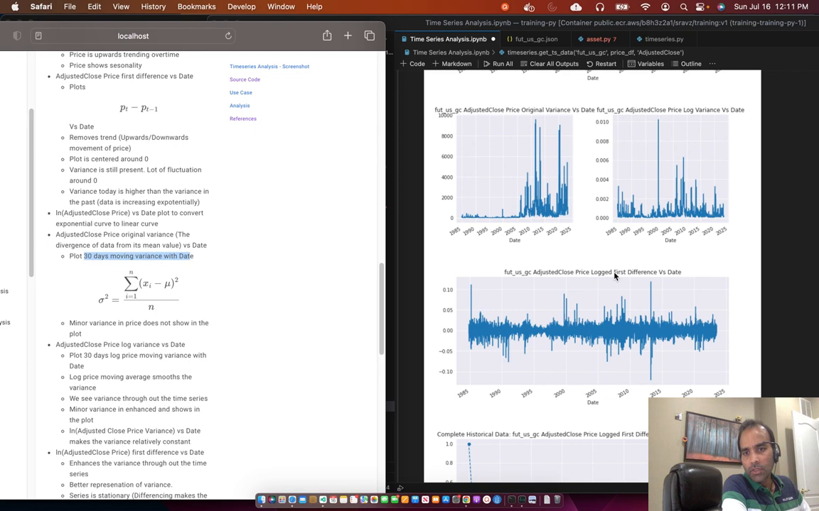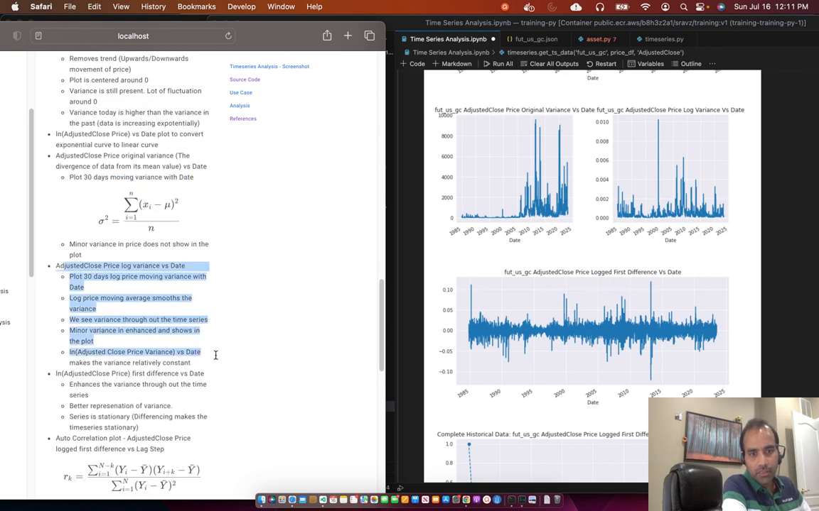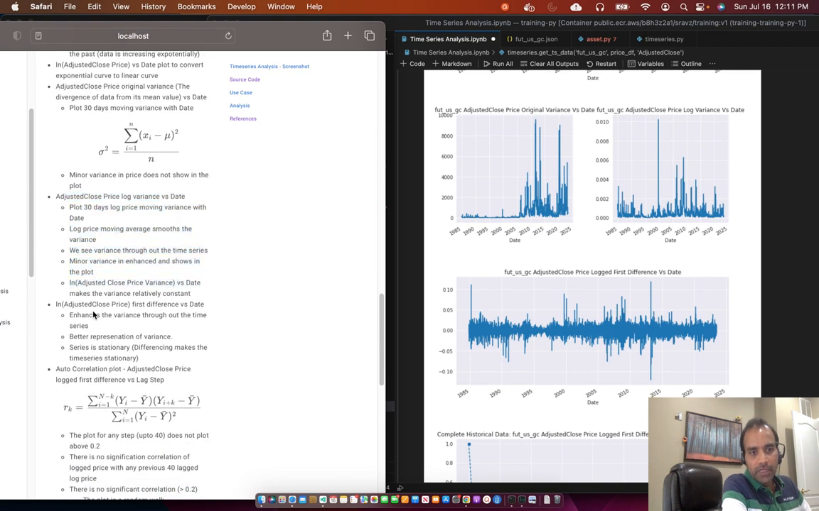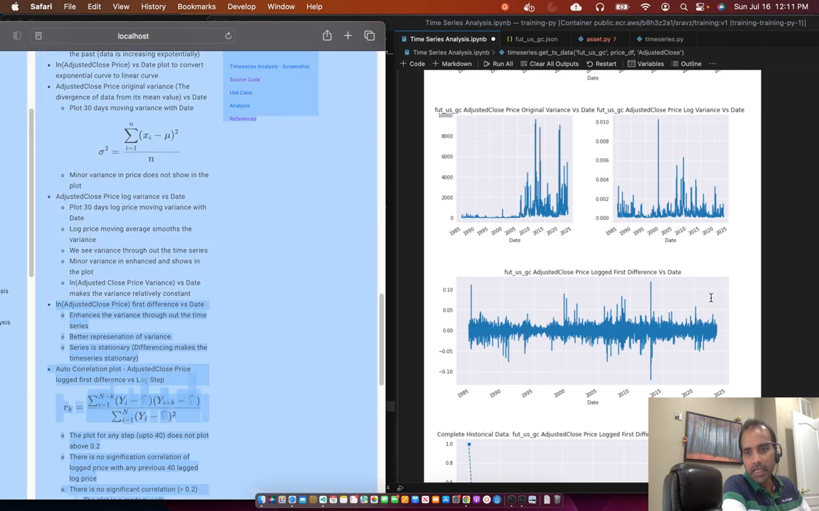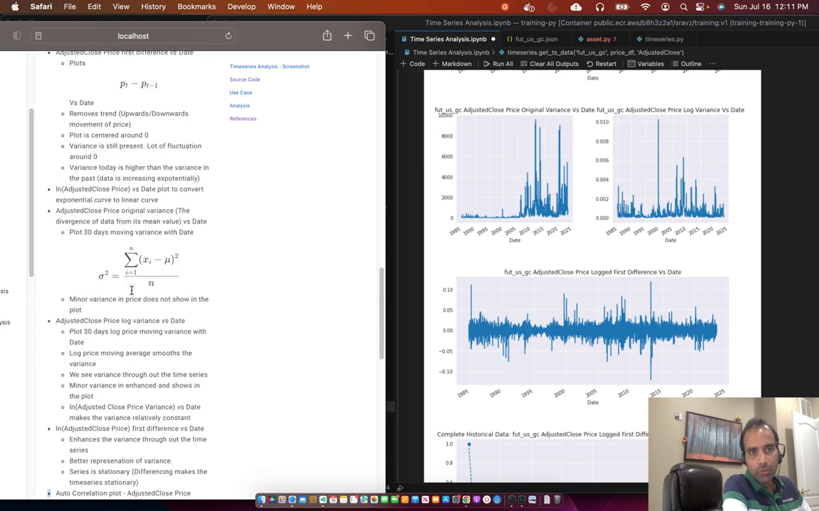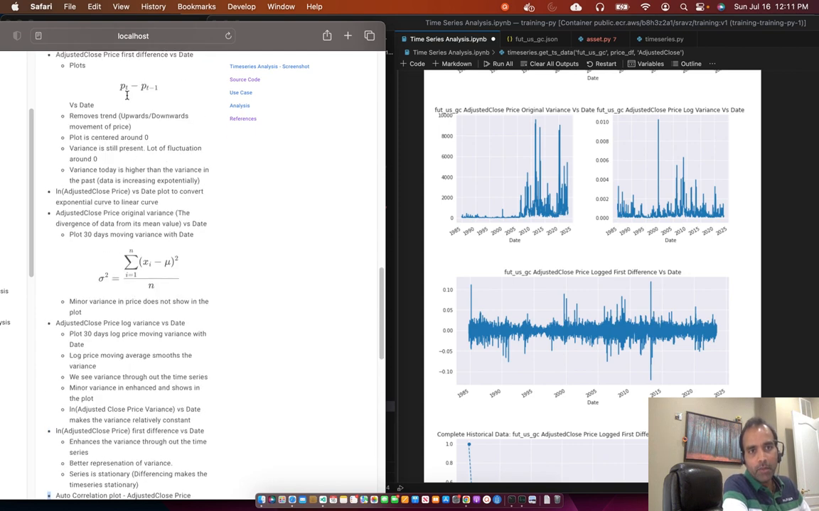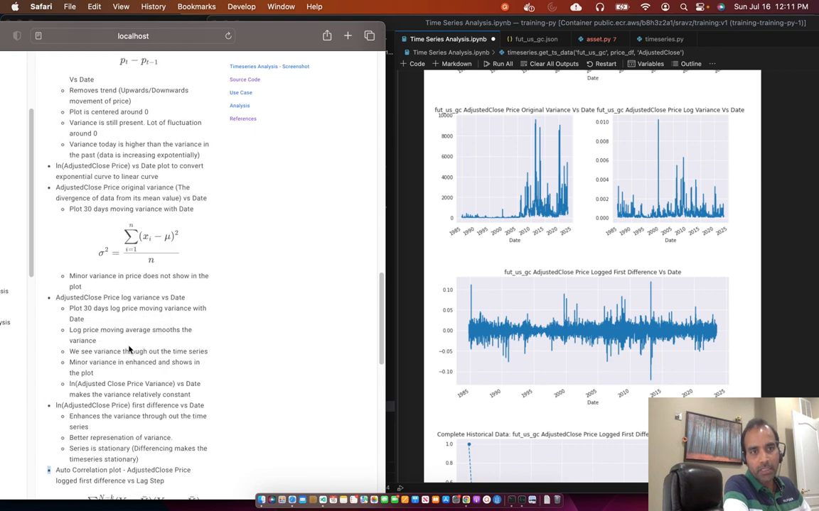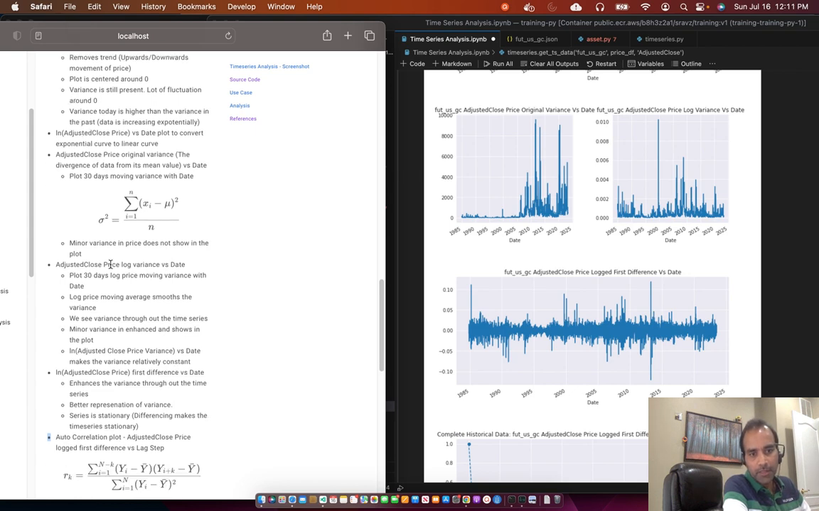Now to smoothen out the price, this is what we discussed. We take a natural log of the adjusted close price first difference. So we do ln Pt minus ln Pt-1. Here we did Pt minus Pt-1, today's price minus yesterday's price. In this plot, we take a natural log of today's price minus natural log of yesterday's price.